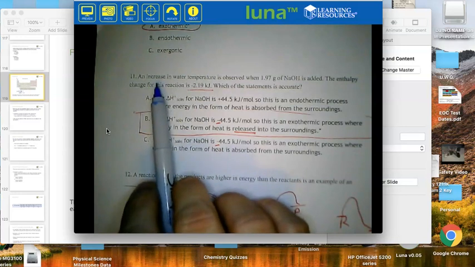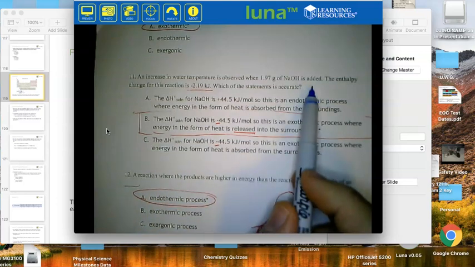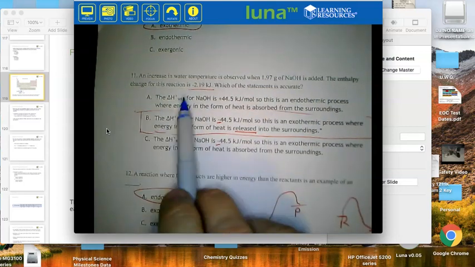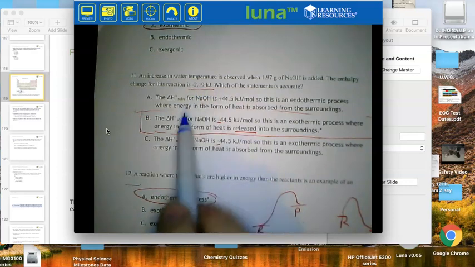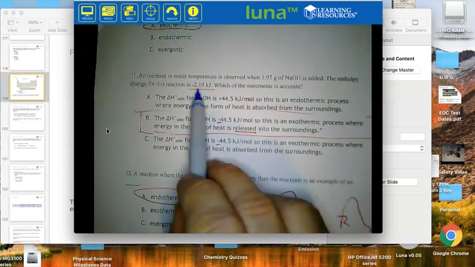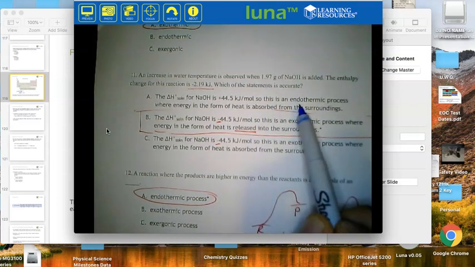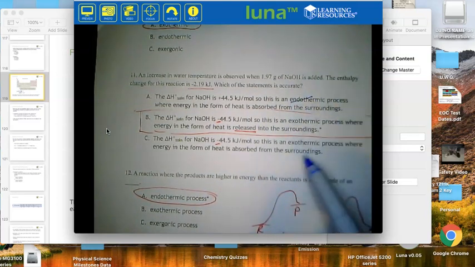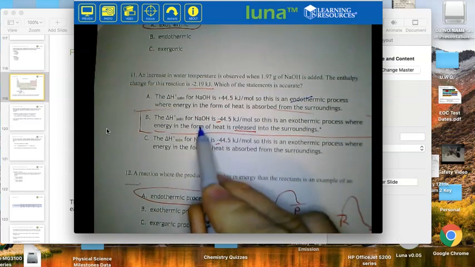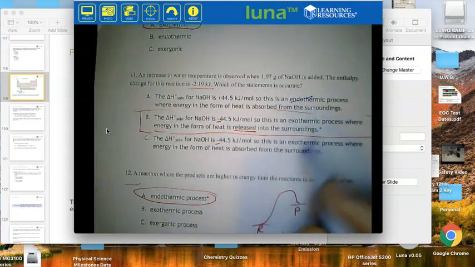Number 11, an increase in water temperature is observed when 1.97 grams of sodium hydroxide is added. The enthalpy change for this reaction is a negative 2.19 kilojoules. What statement is accurate? Because the enthalpy has a negative value and it also said that the temperature of the water went up, you know that it's not an endothermic process. Okay, so you can eliminate that. So you basically have two answer choices that say exothermic, and you pretty much have the same wording here, except one says the form of heat is released into the surroundings, and the other one says the form of heat is absorbed into the surroundings.